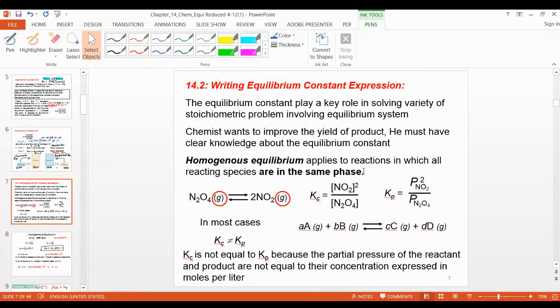I already explained how to write the equilibrium expression. These are homogeneous and heterogeneous. In homogeneous, all the states are the same, right? But in heterogeneous, when you write the equilibrium expression, pure liquids and solids, if present, will not be included in the expression.